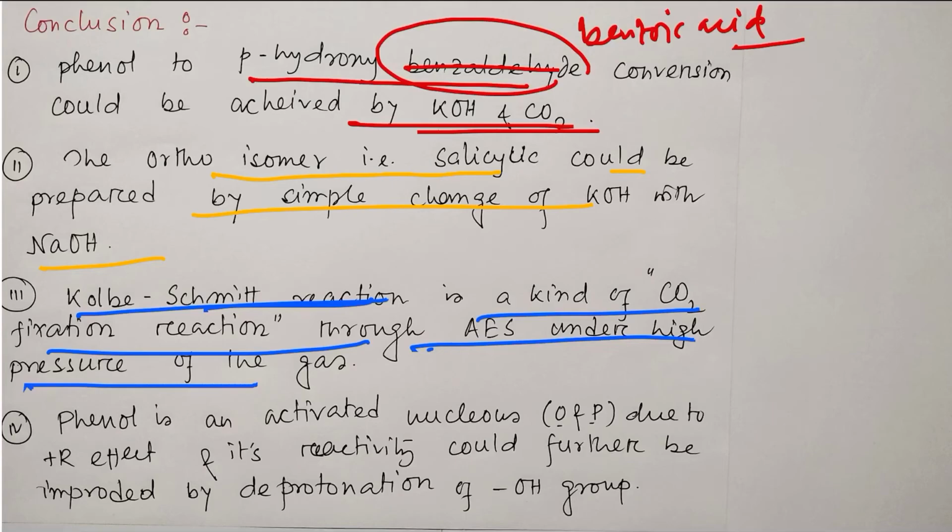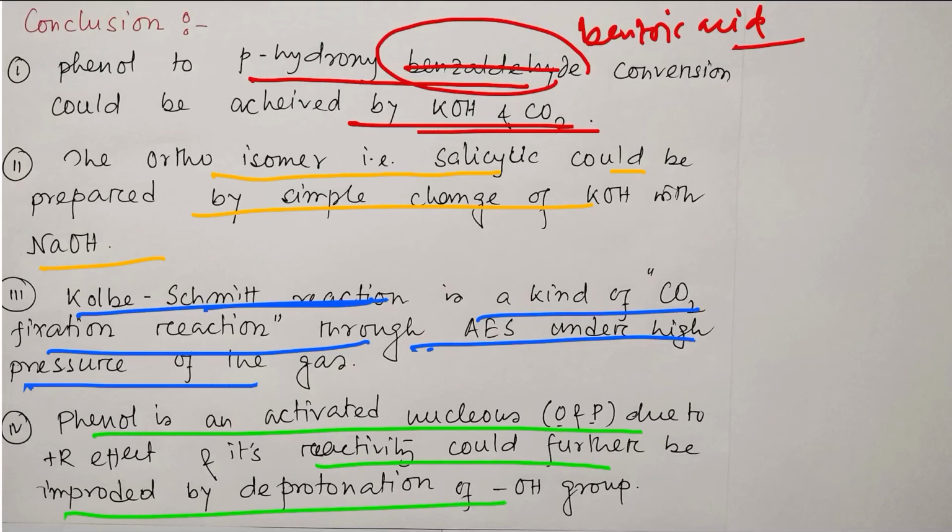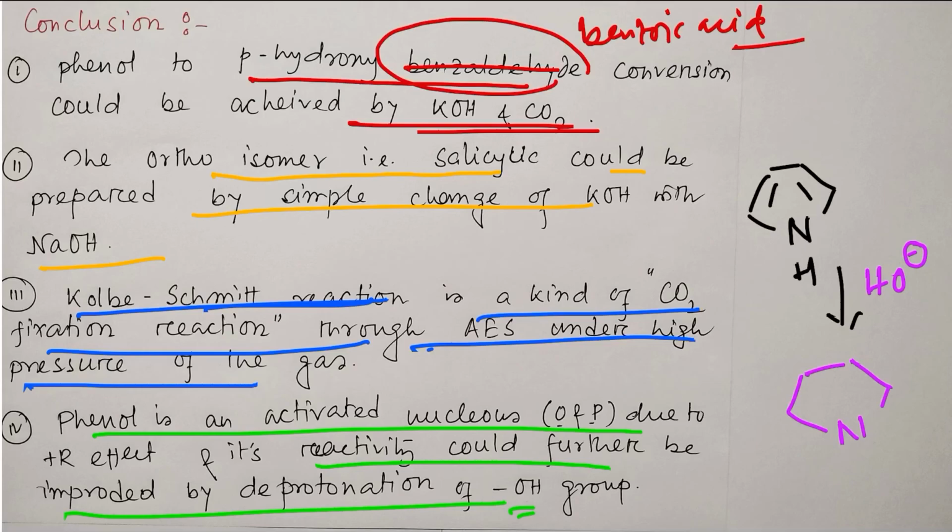Fine. And most importantly, phenol is an activated nucleus and it's ortho-para orienting due to the plus R effect of the lone pair of oxygen, okay, and its reactivity could further be enhanced by deprotonation of the OH group. And a similar property you can observe in the case of aromatic electrophilic substitution of pyrrole. It is highly activated, electron rich, but if you put any base, then base-tuned aromatic electrophilic substitution shows higher reactivity, after deprotonation it becomes further activated. I have already uploaded a lecture about the properties of pyrrole, so please visit for better understanding.